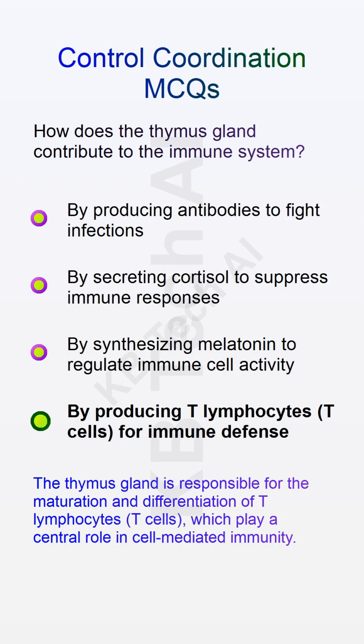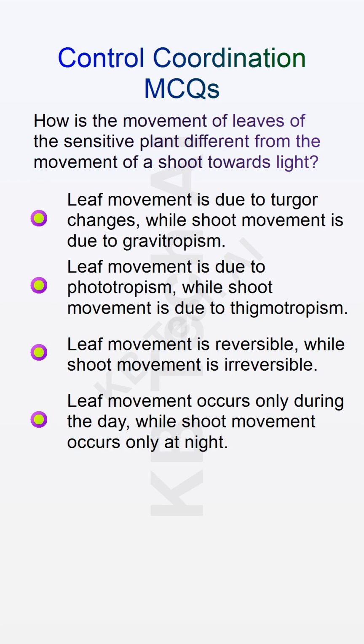The answer is Option 4. By producing T lymphocytes, T cells, for immune defense. How is the movement of leaves of the sensitive plant different from the movement of a shoot towards light?